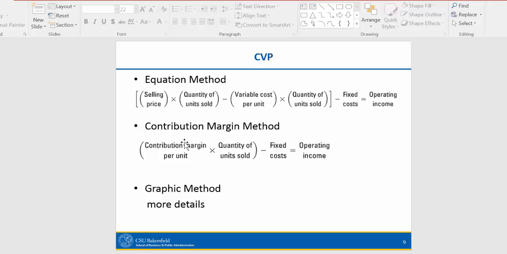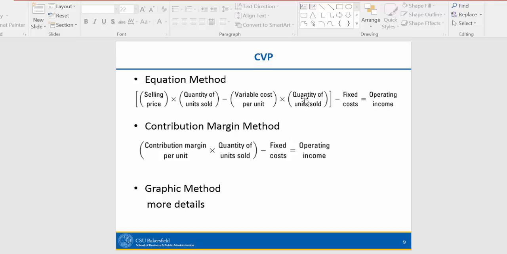Okay, contribution margin method, you have to know the contribution margin per unit, which is the selling price per unit subtracts variable cost per unit. Then multiply by the quantity of units sold. Then this will give you total contribution margin. Then subtract fixed costs to arrive at operating income. Okay, so those two are very fundamentally important.